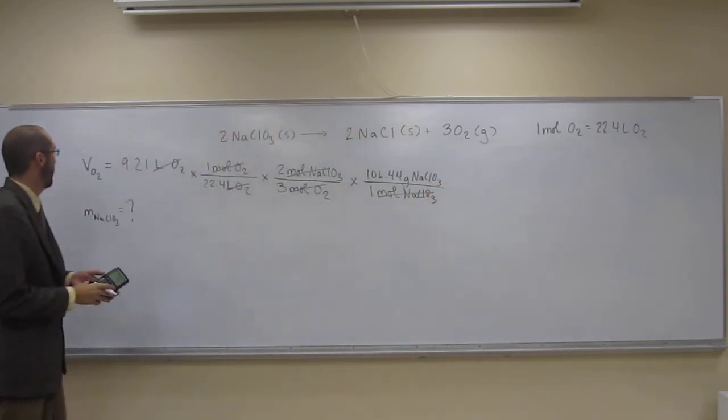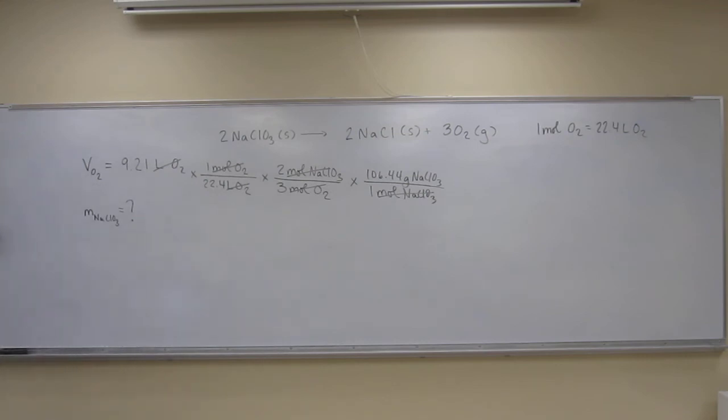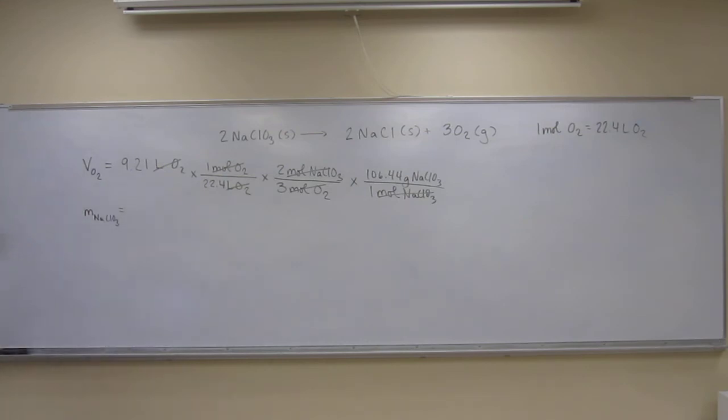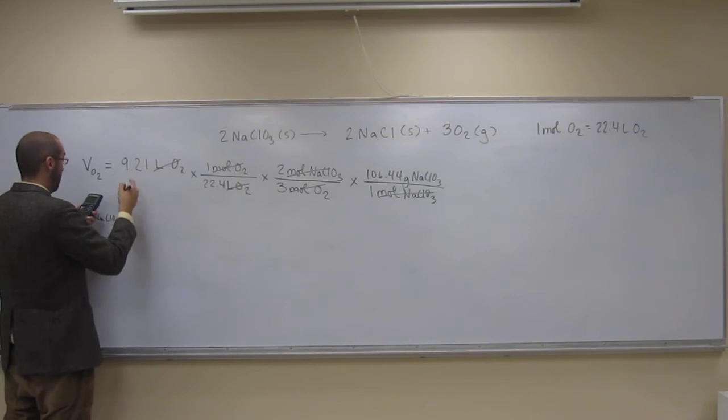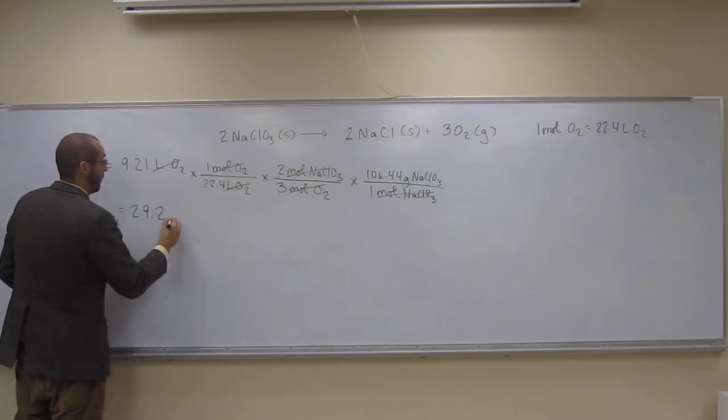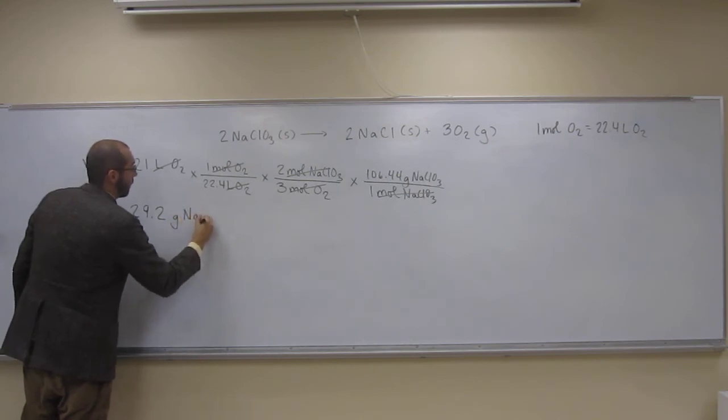Cancel. And are we at mass of sodium chlorate now? Yes, we are. So we should be able to just convert now. So I want you guys to try it on your calculators. Make sure you get the same answer as me. And I get, to 2 sig figs, 29.2 grams of sodium chlorate.